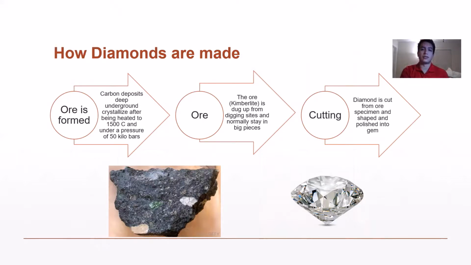Diamond ore is also called kimberlite and is dug up from digging sites and normally stays in big pieces because the rock around the diamond is just as hard as the actual diamond. Then they are cut and polished for jewelry.